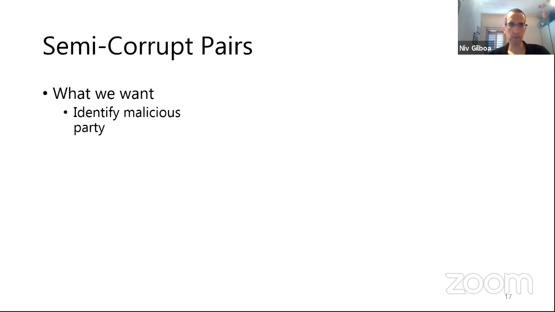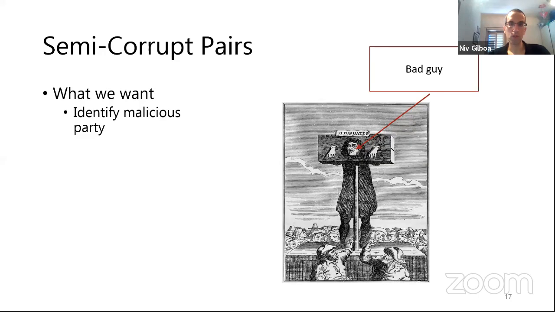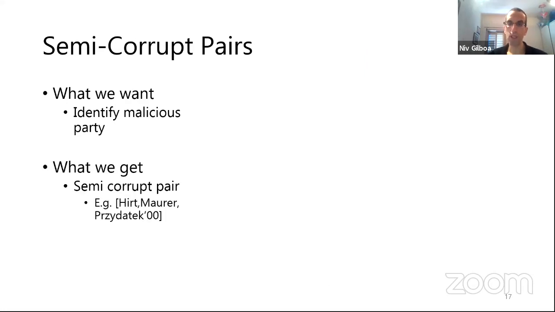Here's the idea. This is what we want. We want to identify a malicious party. And once we have the malicious party, we can kick that party out. So here's the malicious party. It's obviously a bad guy. We're going to pillory him and continue the computation without him. But in our protocol, we don't achieve that. Here's what we get. We get a semi-corrupt pair.